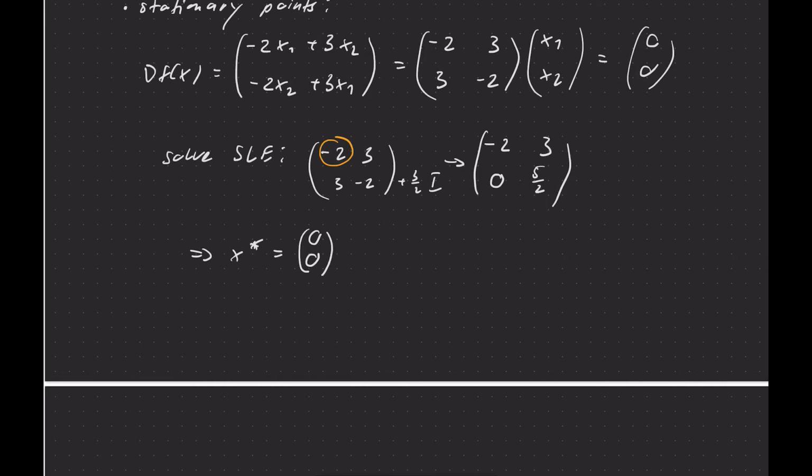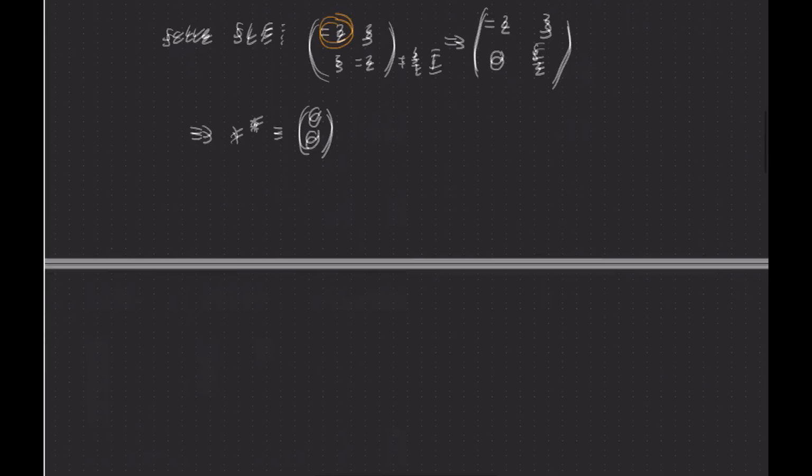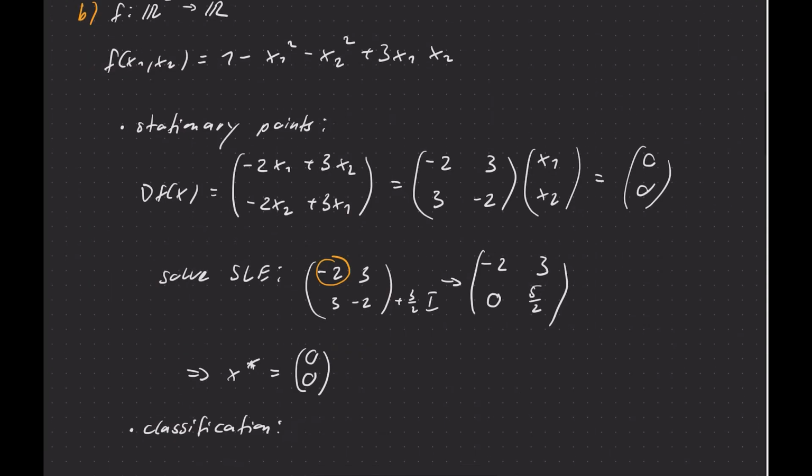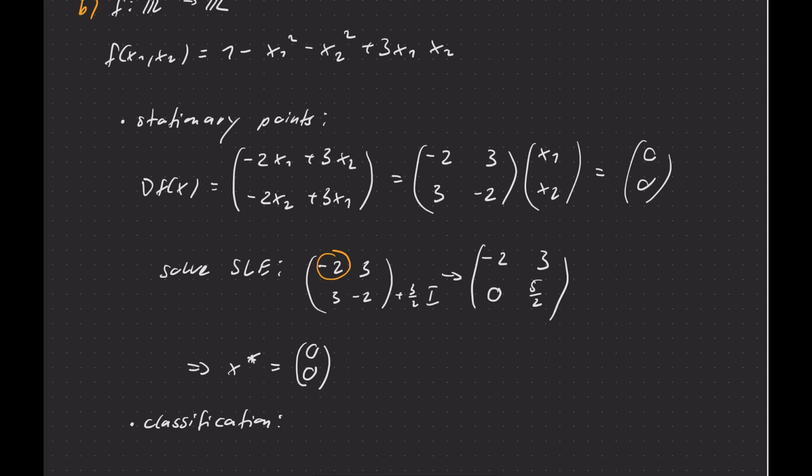Okay, so we get this as the unique stationary point. That's the only stationary point here. As for the classification, we'll again have to compute the Hessian first.